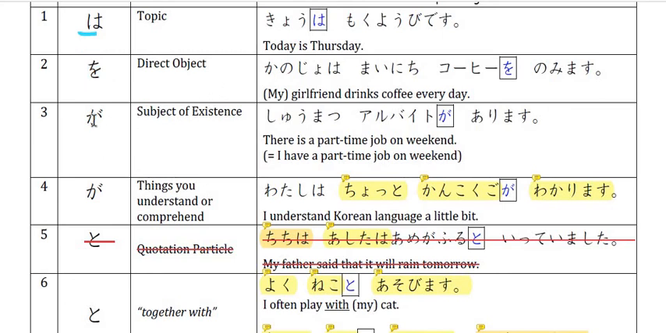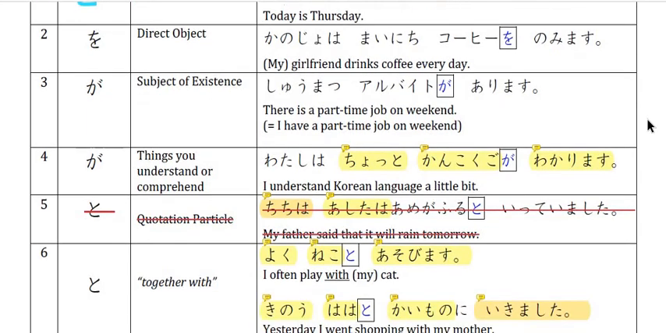The particle ga is the subject of existence marker. Now if a thing exists, that thing is ought to be marked by the particle ga. Okay, and it is also used for things that you understand or comprehend. So if you understand a language, that language is going to be marked by the particle ga. So if I want to say I understand English, eigo ga wakarimasu. I marked eigo with the particle ga because I understand that thing.